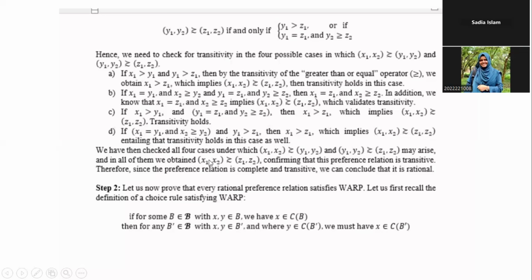Let's now prove that every rational preference relation satisfies the weak axiom of revealed preference. As I mentioned earlier, lexicographic preference is the order of the preference of a consumer. When a consumer reveals their preference in order, if they maintain the order consistently in every choice, we can say that the consumer obeys the weak axiom of revealed preference. So here we show these things mathematically.